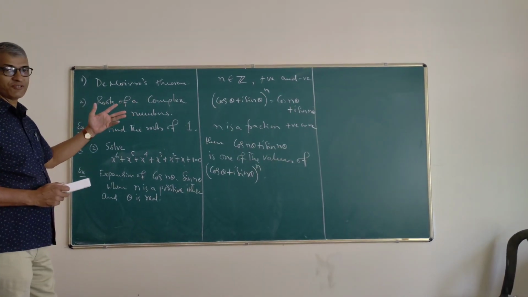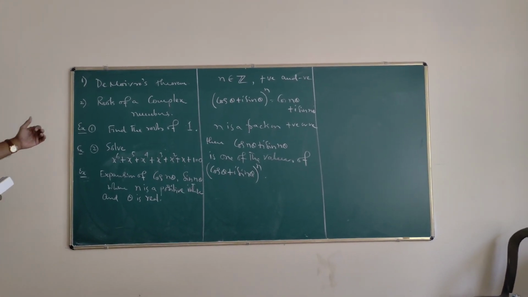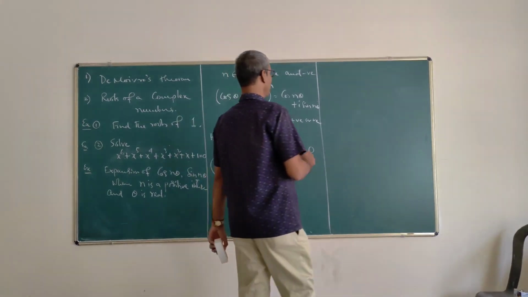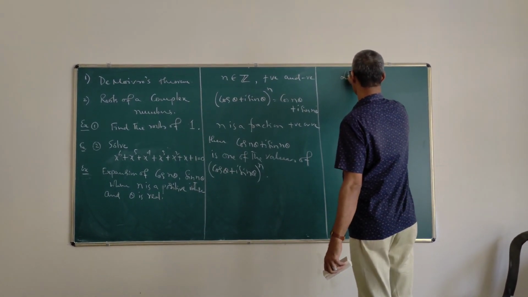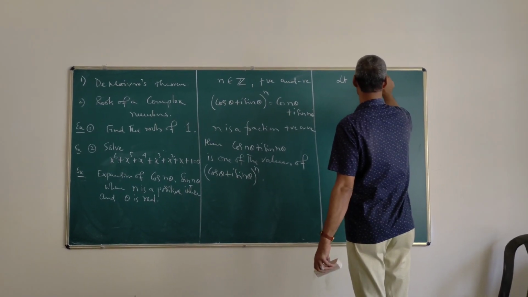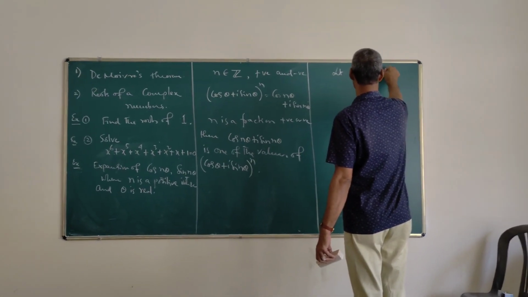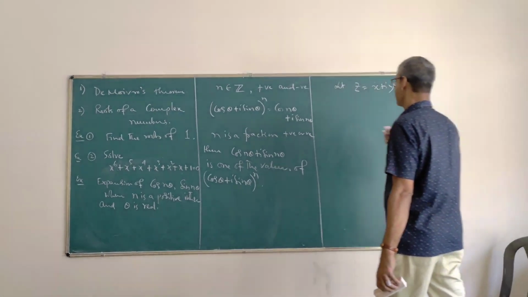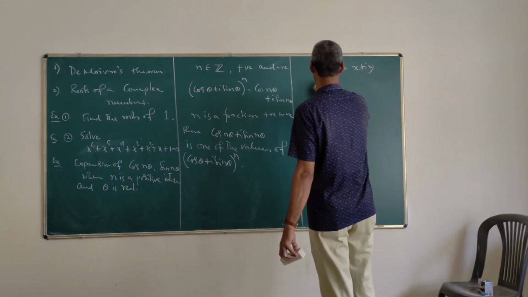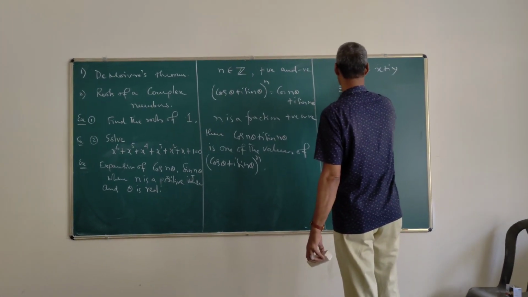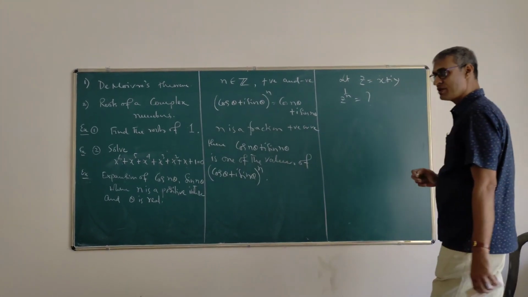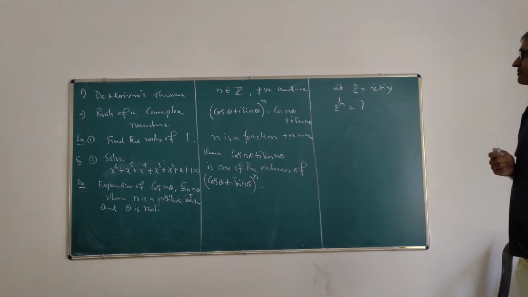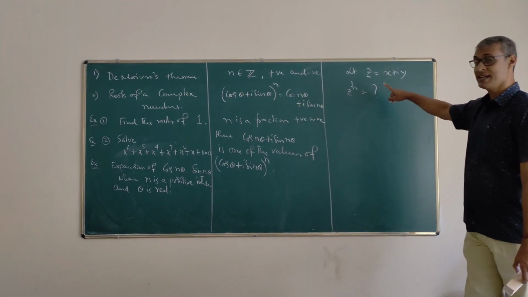Now applying De Moivre's theorem, you can find the roots of a complex number. Suppose we consider a complex number z equal to x plus iy. We need to find the nth root of z. To find the roots of a complex number, we need to express z in polar form.